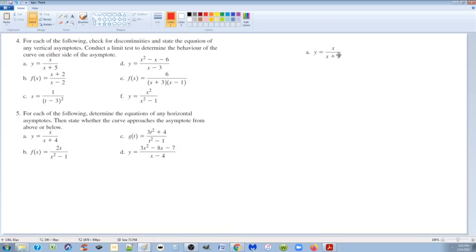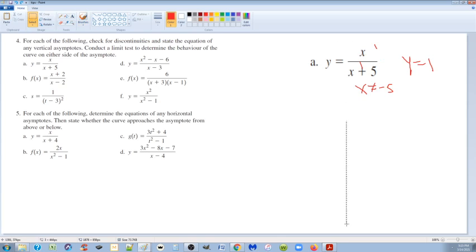So this one's pretty straightforward. The x's match in powers, so their coefficients divide into 1. So we have a horizontal asymptote at y is equal to 1, if we cared. And the only exclusion is x can't be minus 5, which means on either side of minus 5, it's important to know where this result is.